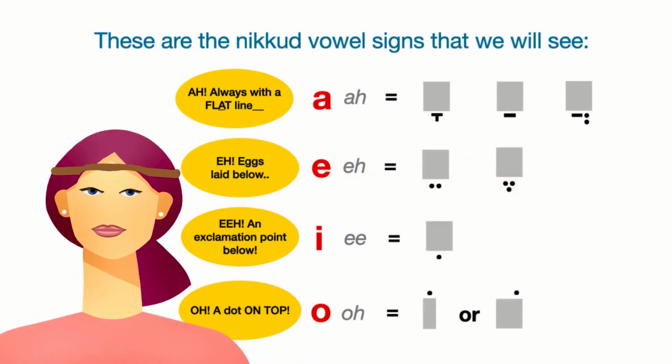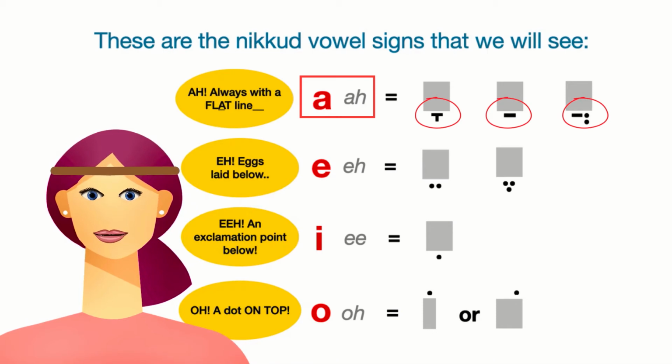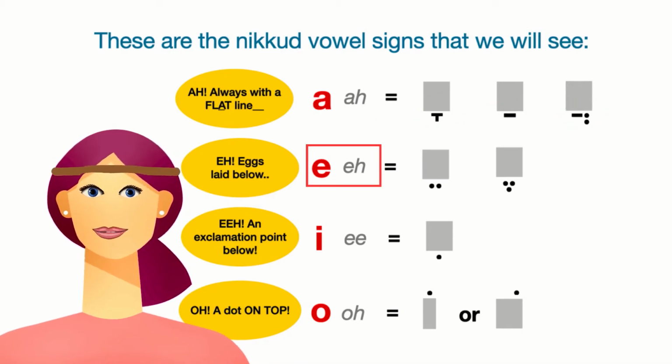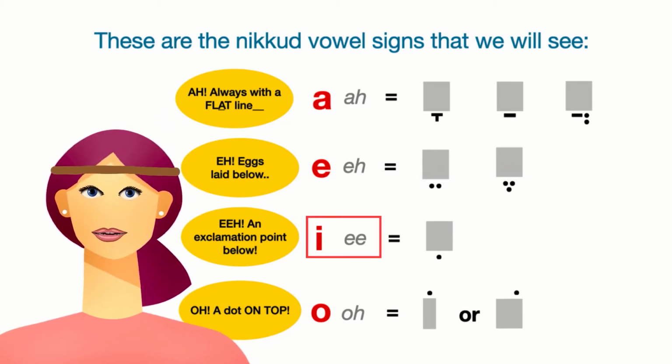Regarding vowels, we will see more examples of the nikud signs that we have seen before. Note that the nikud sign for the vowel A always has a little flat line. And the nikud sign for the vowel E always has a minimum of 2 little dots below a letter, so remember E for egg, and it really looks like eggs being laid below. Now, the vowel E is like the dot below an exclamation point, so remember it like the exclamation of a shriek during an injection. And the nikud sign for the vowel O is always a dot on top of a letter.